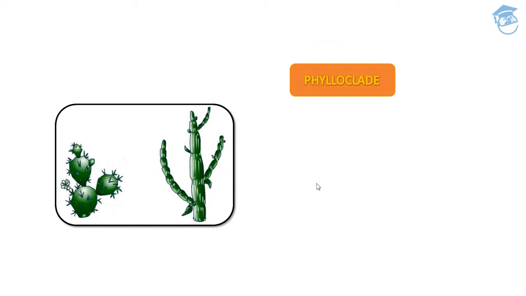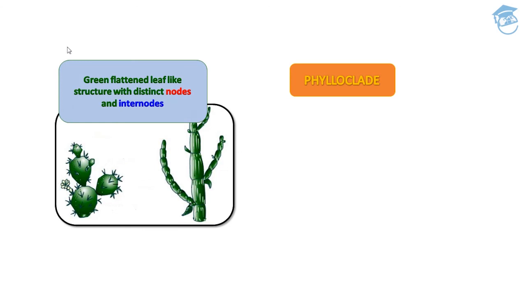Now comes phylloclade. It is also called cladophyll, so don't get confused with it. The stem is modified into a leaf-like structure. The stem got modified into a green, flattened, leaf-like structure with distinct nodes and internodes. See, this is the node, and this portion is called the internode. So it is a green flattened structure. This is a cactus.